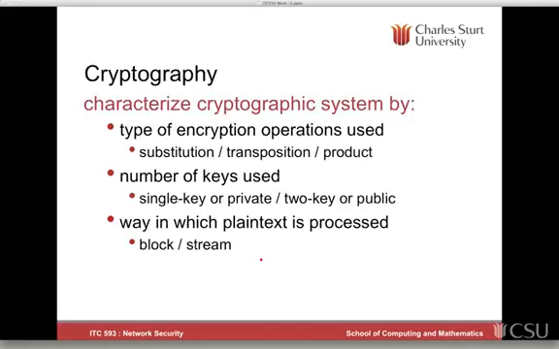A cryptography system can be characterized along three independent dimensions as mentioned in this slide. First is the type of encryption operation used, that is substitution, transposition and product. Second is the number of keys used, that is single key or private key, or two key or public key. And number three is the way in which plain text is processed, that is block cipher or stream cipher. We'll discuss these block cipher and stream techniques later in this lecture.